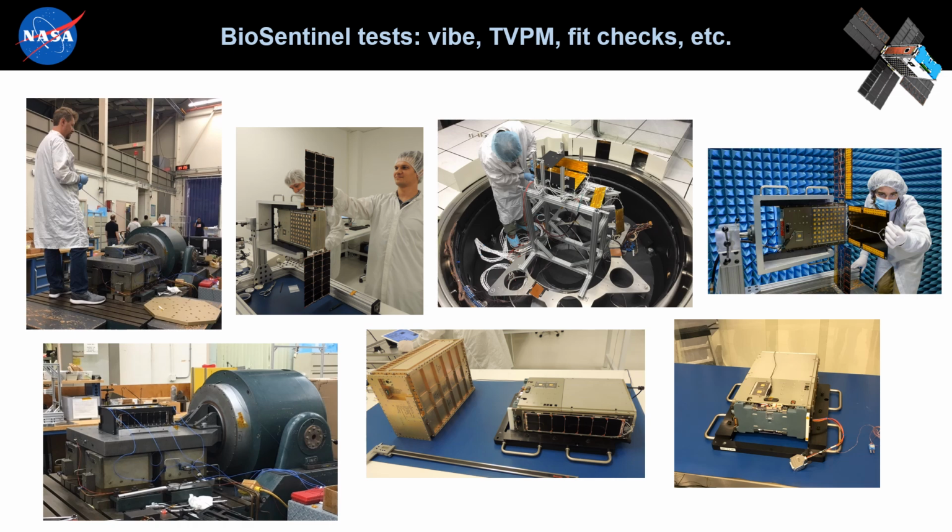We also do what is called TVPM, or thermal vacuum power management, which means turning on everything inside the box under vacuum, a very, very cold environment to replicate space, just to see everything is working properly. Fit checks, we need to make sure that everything fits where it's supposed to be, including the box inside the dispenser from Artemis 1.